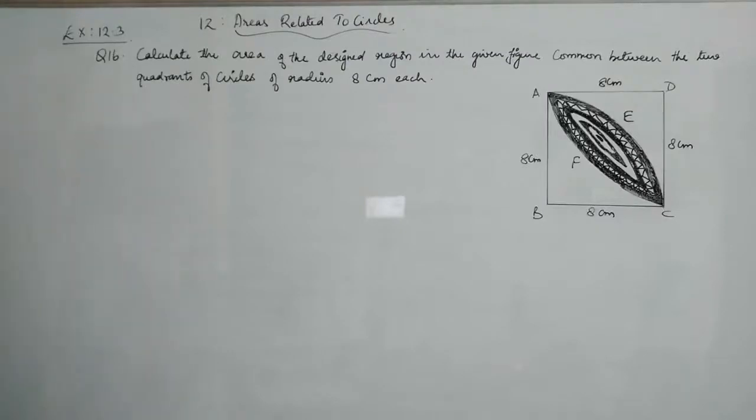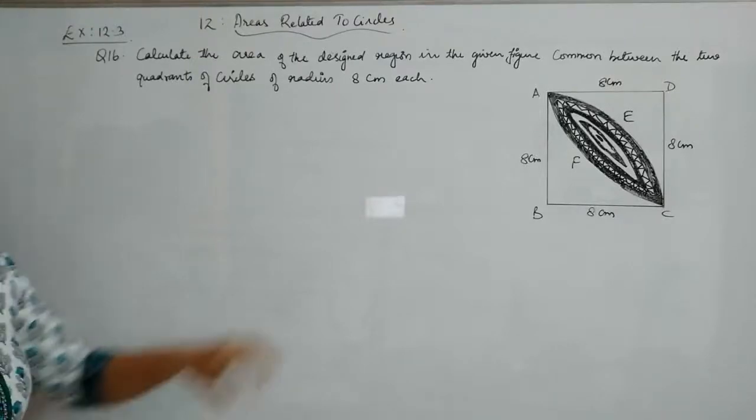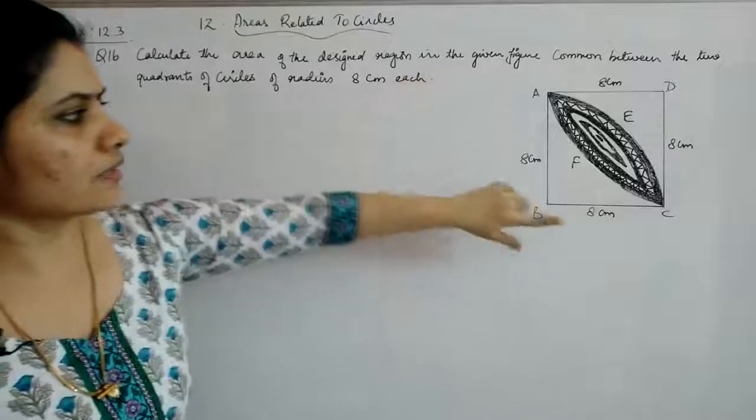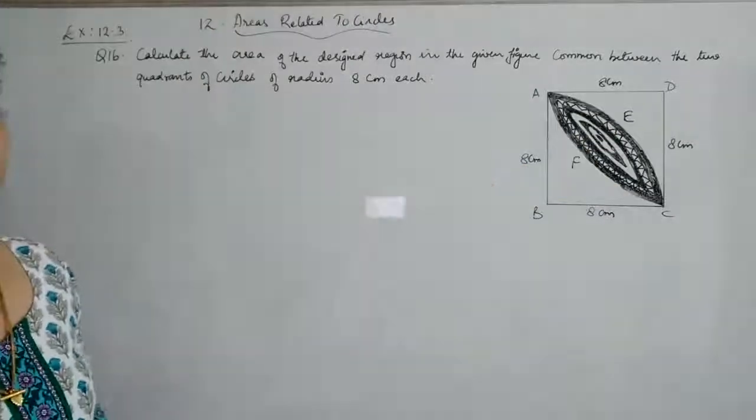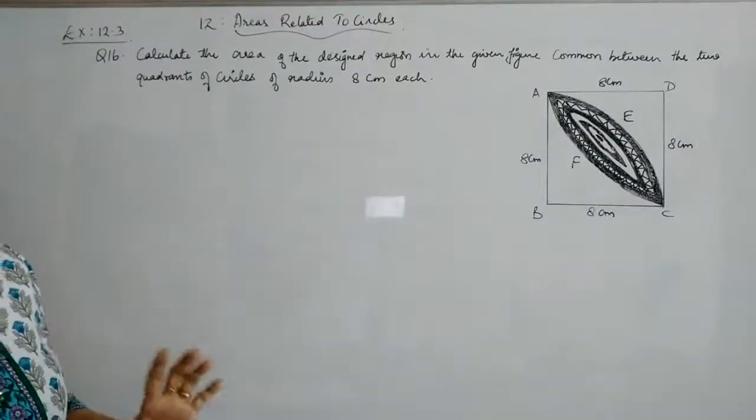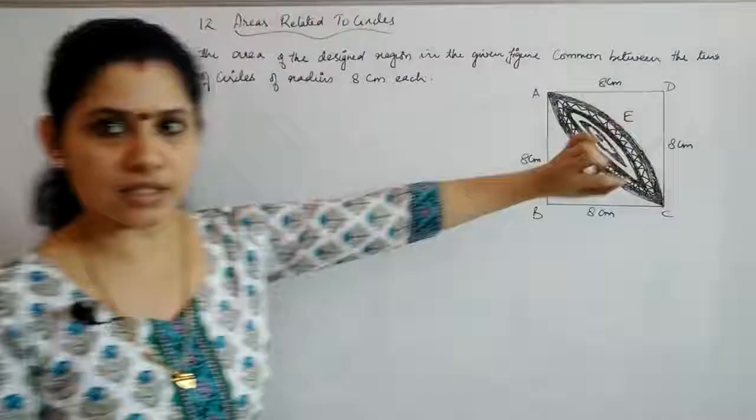Question number 16 is, calculate the area of the designed region in the given figure, common between the two quadrants of circles of radius 8 centimeter each. You can see the figure ABCD, we have given the name, and here F and E also, in order to identify the portion which we are finding out. Okay, so our purpose is to find out this designed region's area.